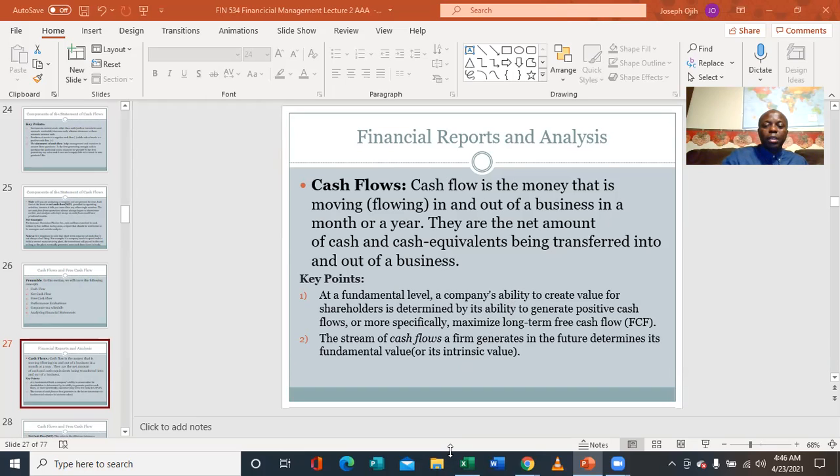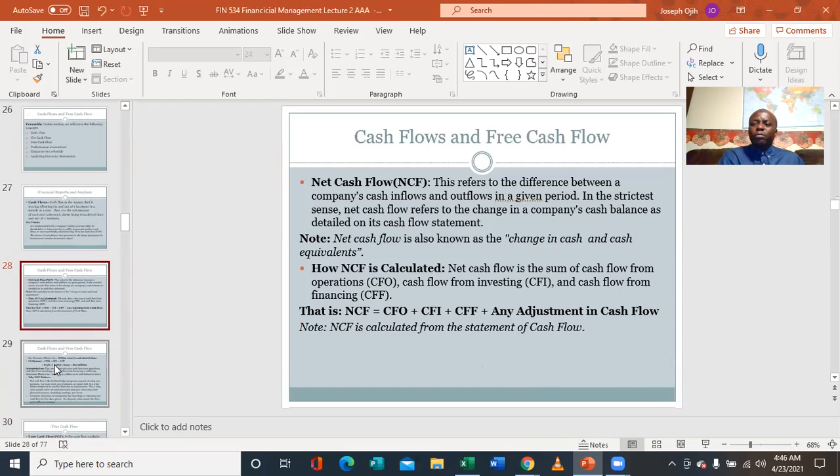I just want to make sure that you are seeing this. Now, net cash flow simply means the difference between the company's cash inflow and the company's cash outflow: how much is coming in, how much is spent. The simplest way of saying it is that the net cash flow means the change in a company's cash balance as detailed in the cash flow statement. Sometimes we call it the change in cash and cash equivalent.